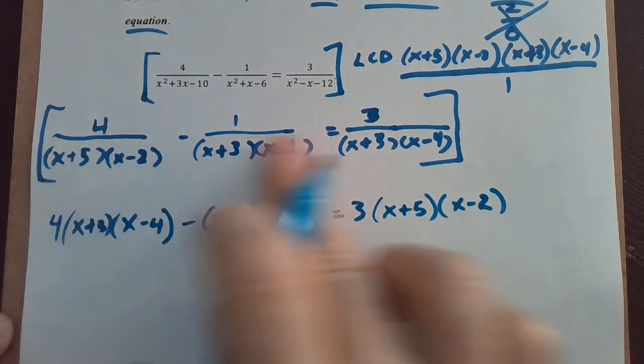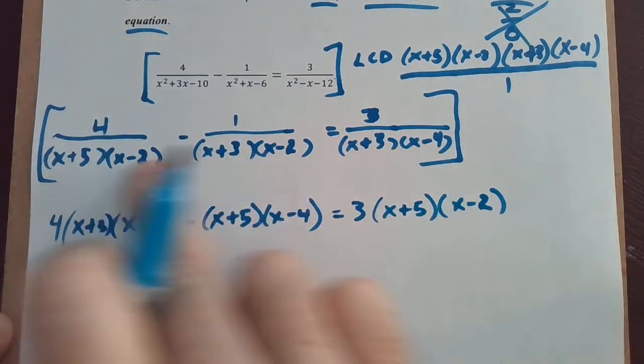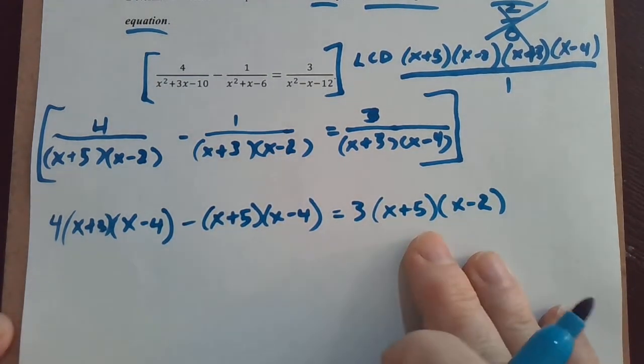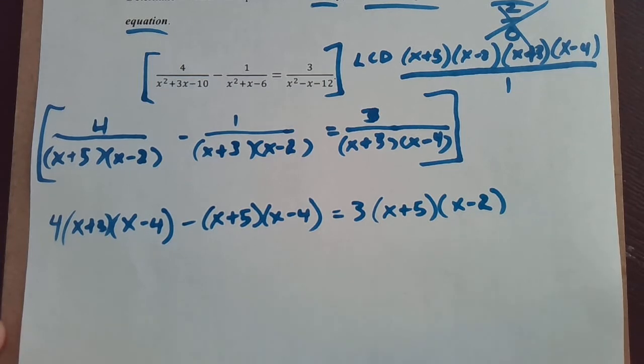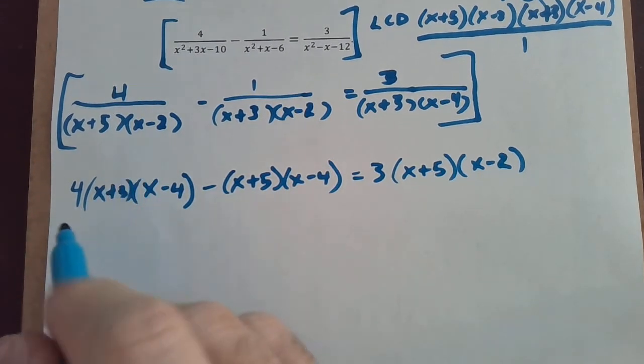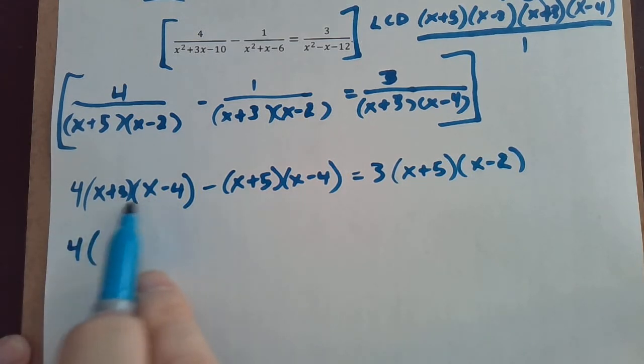So, what we just did is called clearing the fractions. We started with a rational equation, multiplied it by the least common denominator of all of the fractions, and now we have a simple algebra problem to solve. So let's continue. First thing I'll do is take the 4 and then FOIL out these two terms.